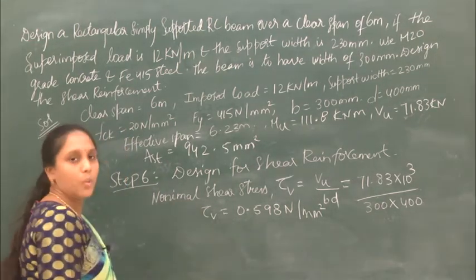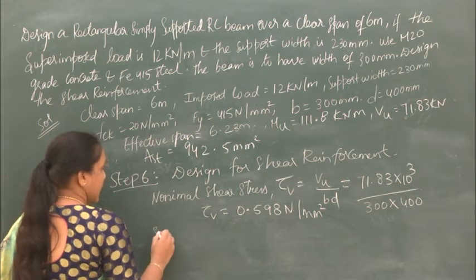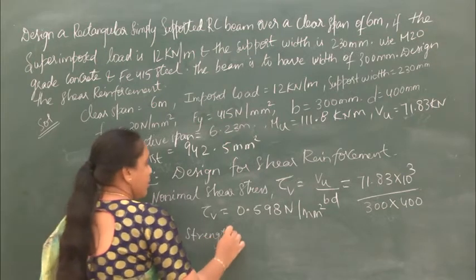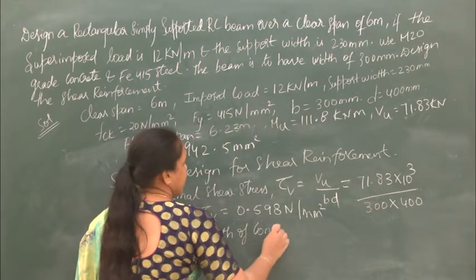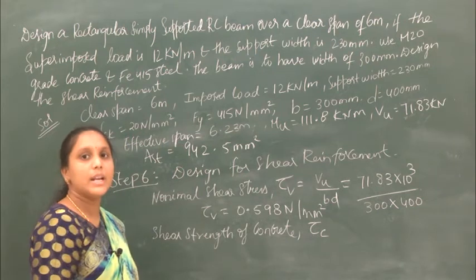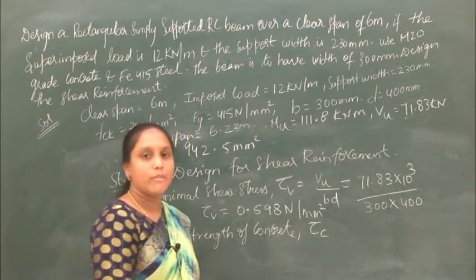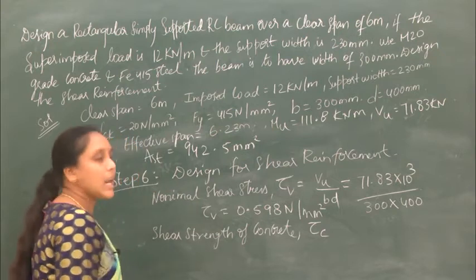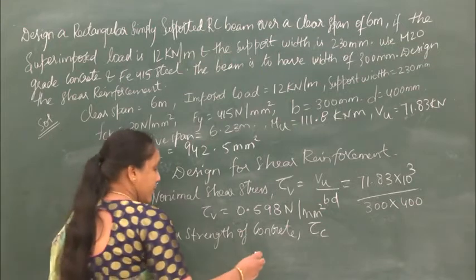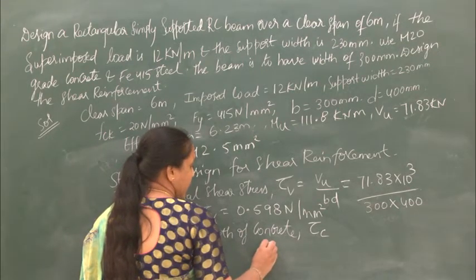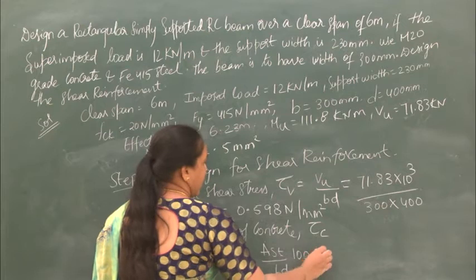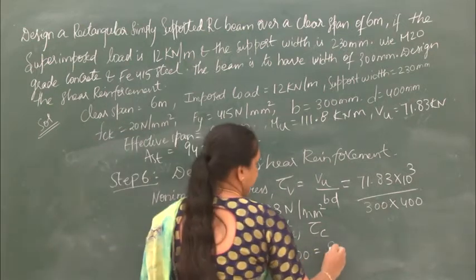After calculating tau v, what is the next thing we have to do? We have to calculate the shear strength of concrete, that is, we have to calculate the tau c value. How will we calculate the tau c value? From Table 19 of IS 456-2000. Before calculating the tau c value, we have to calculate the percentage of steel. What is the formula for calculating the percentage of steel? It is AST by bd into 100. So AST we have already calculated. It is what?